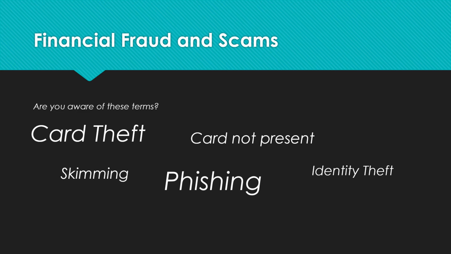Skimming is when they put a device on a card reader so that when you put your card in and put your PIN number in, they'll read all your details. Vishing is a similar idea to phishing, but if somebody gives you a phone call and does the same sort of thing to try and get your details.